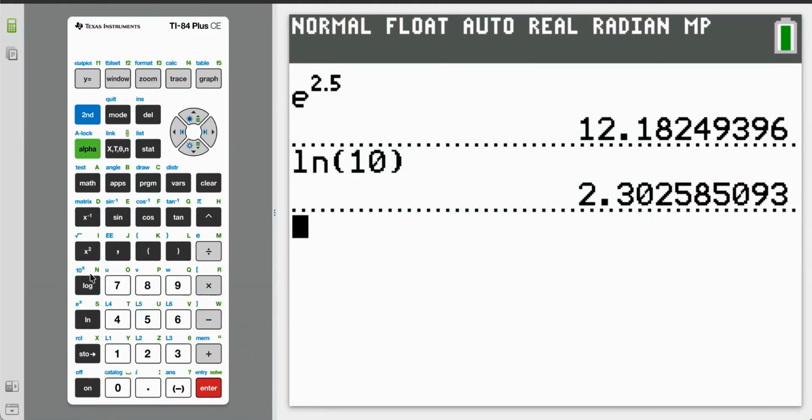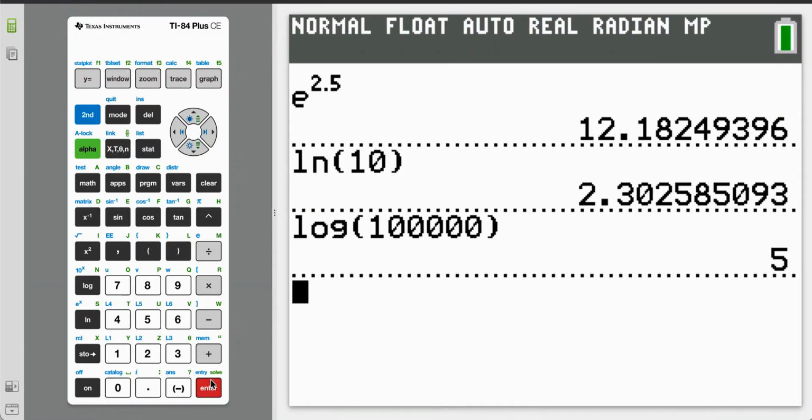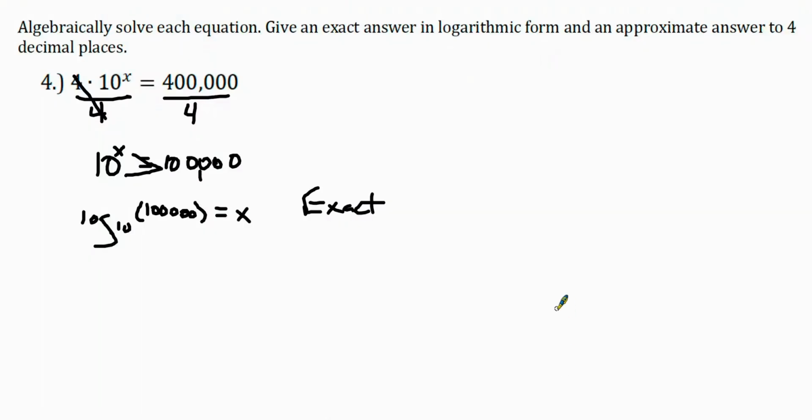Since this is log base 10, I can just use the log button on the calculator. So I can do log base 10 of 100,000, and I get 5. We'll say then that this is the approximate answer. So the exact answer I want in logarithmic form, and then the approximate answer is whatever you get when you type that in the calculator.